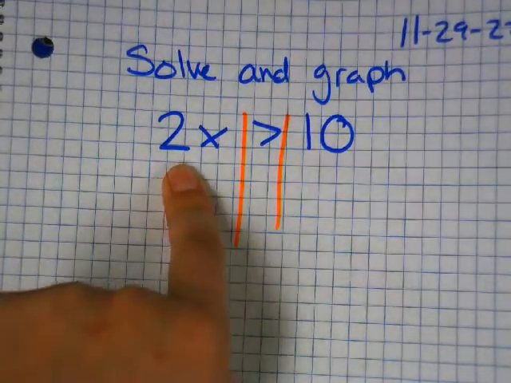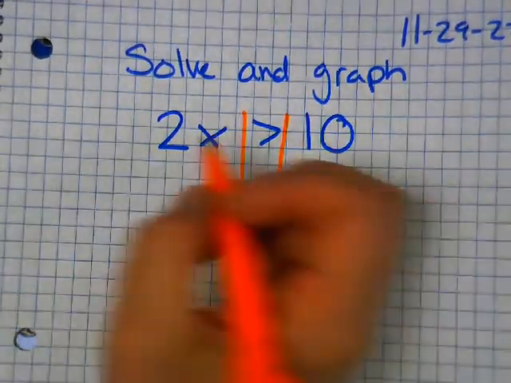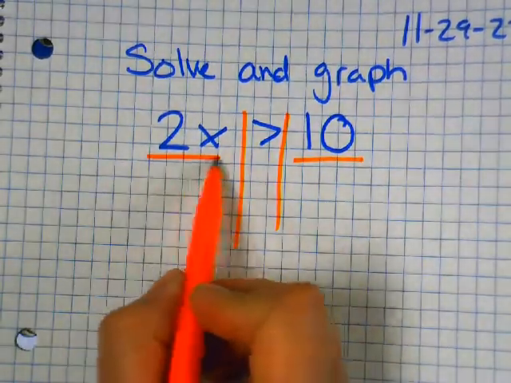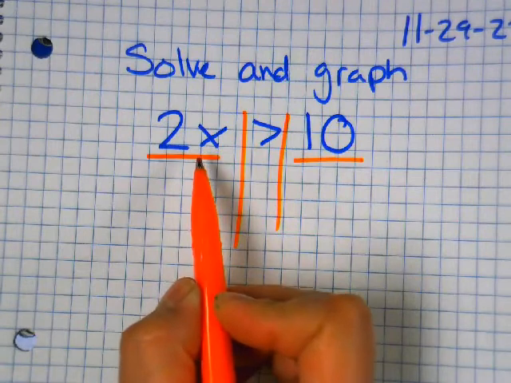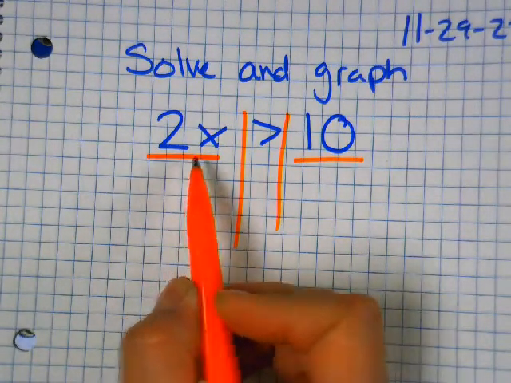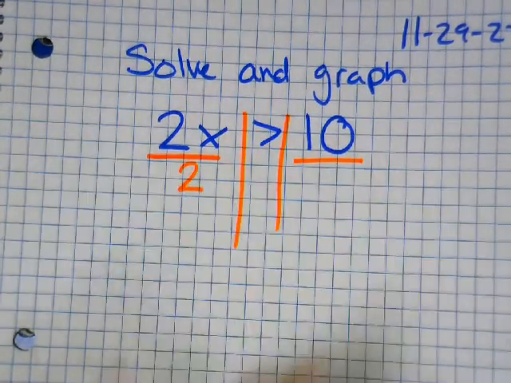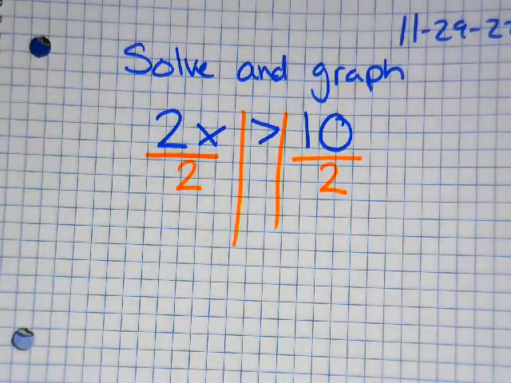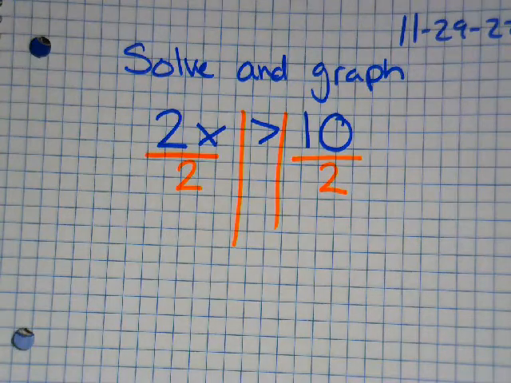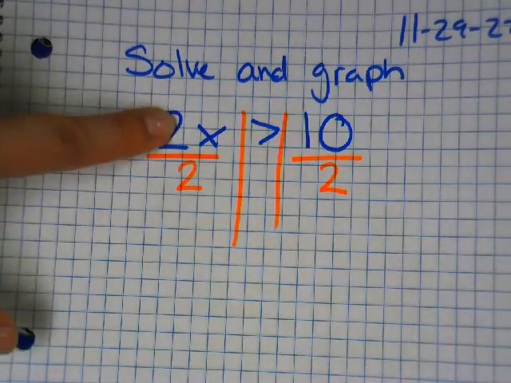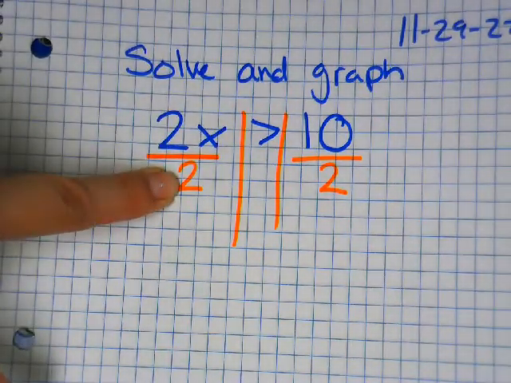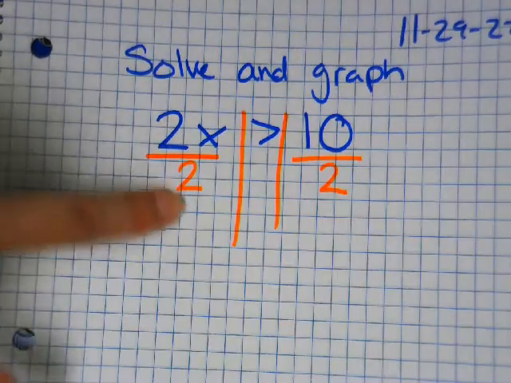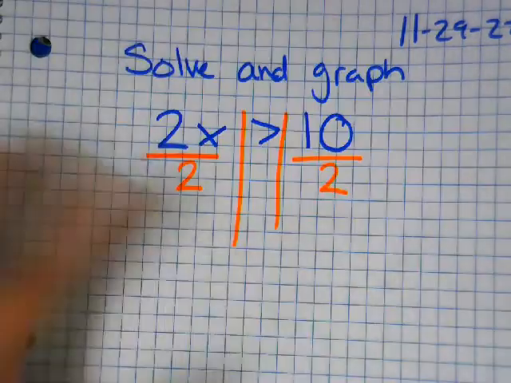This is how you show division in 7th grade. You will draw a bar and a bar. So these bars in 7th grade mean division. So we're going to put divide by 2 here and a divide by 2 here. So whatever I do to one side, I have to do to the other side. What's 2 divided by 2? 1. 2 divided by 2 is 1.